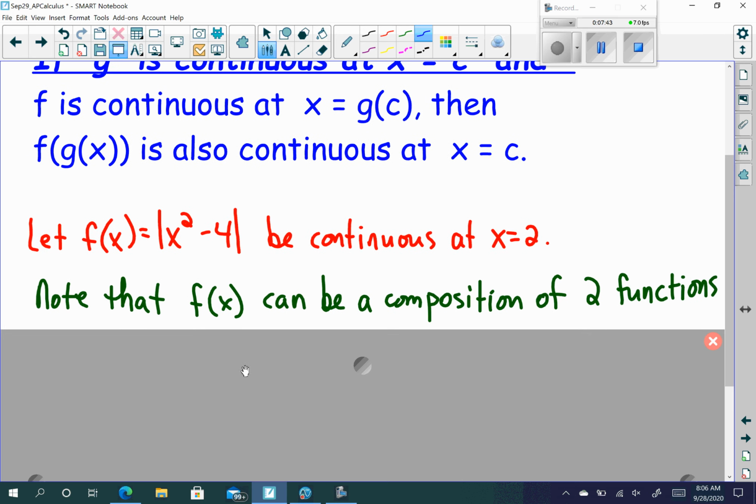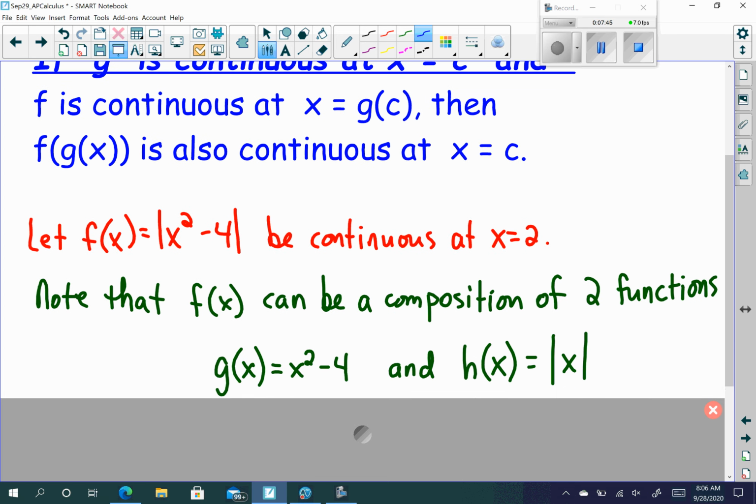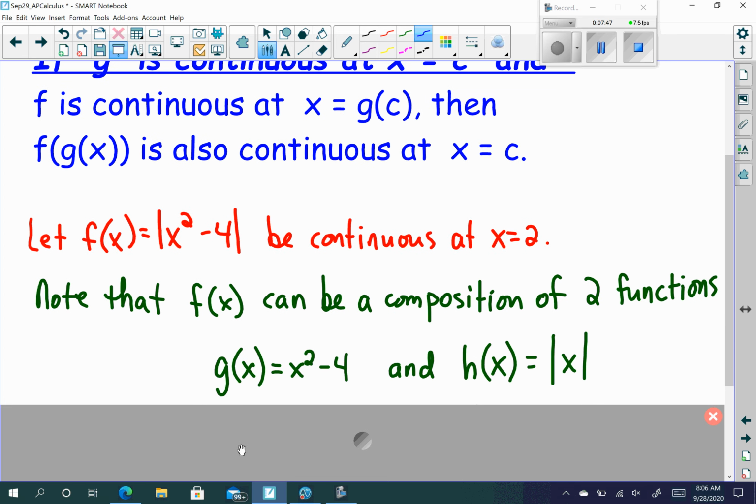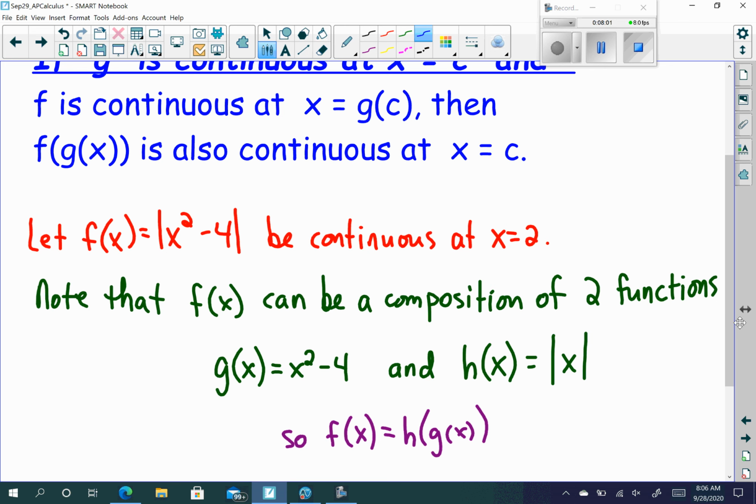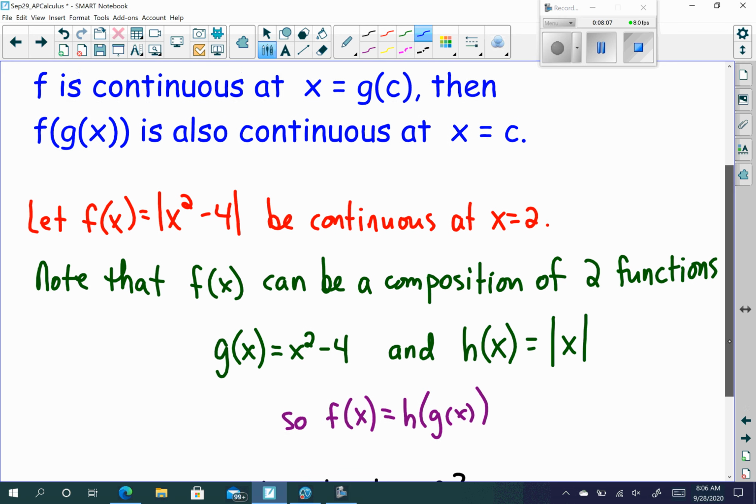So in this case, I'm going to separate them into g of x and h of x. So g of x I'm going to let be the inside stuff here, so that's that x squared minus 4. h of x I'm going to let be the outside portion, which is just the absolute value of something, so in this case the absolute value of x. Therefore, f of x can be written as h of g of x, so the absolute value of the g of x function that's right here.